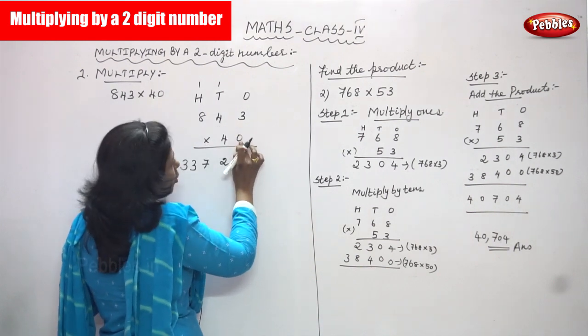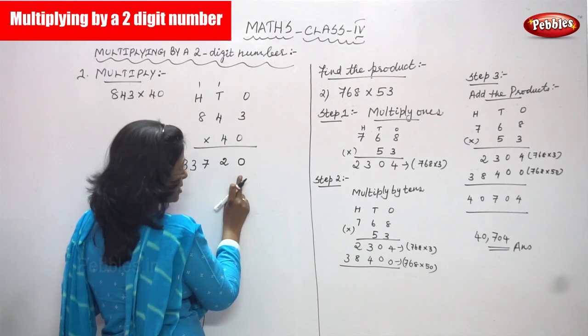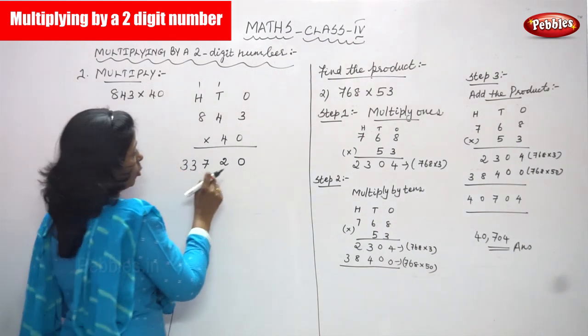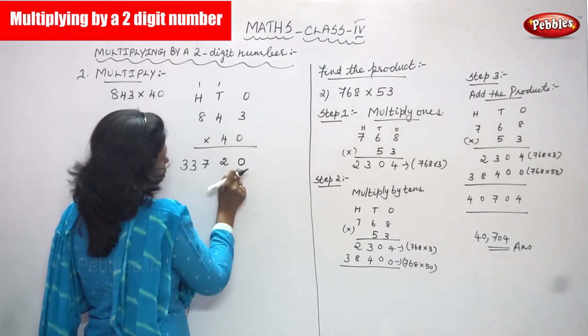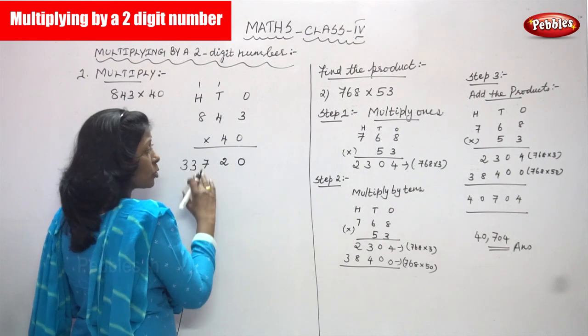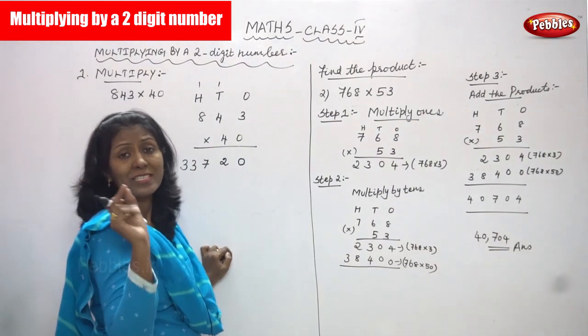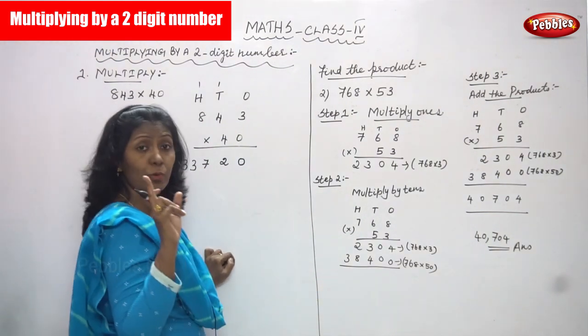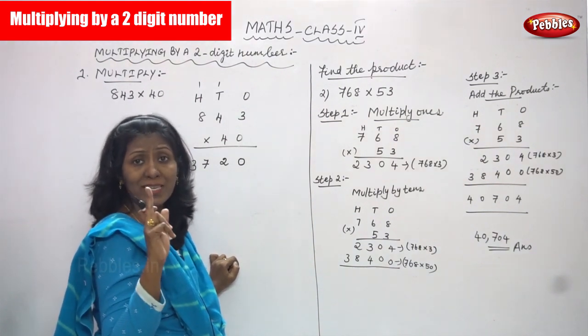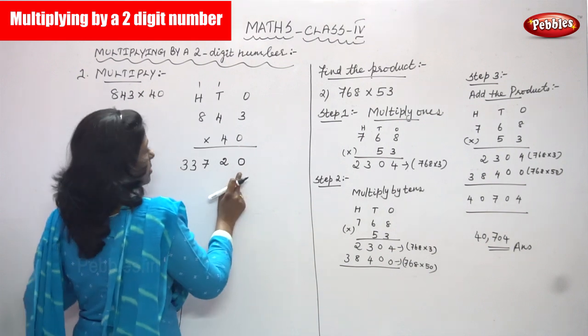Okay. So 0 into 843, you can get only 0. I have told you, any number multiplied by 0, you get what? 0. So 0 into 3, 0. And 0 into 4, 0. 0 into 8, what? 0. So you don't need to write all the zeros. Just write only one is enough. Write only once. So I have just written 0.